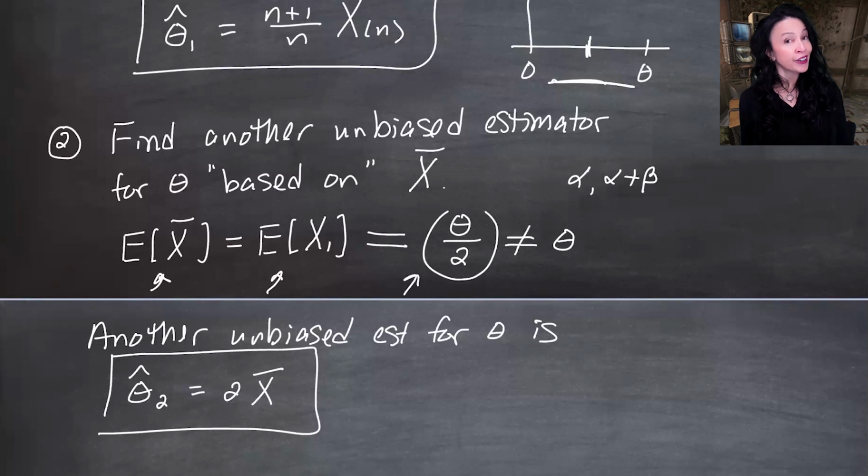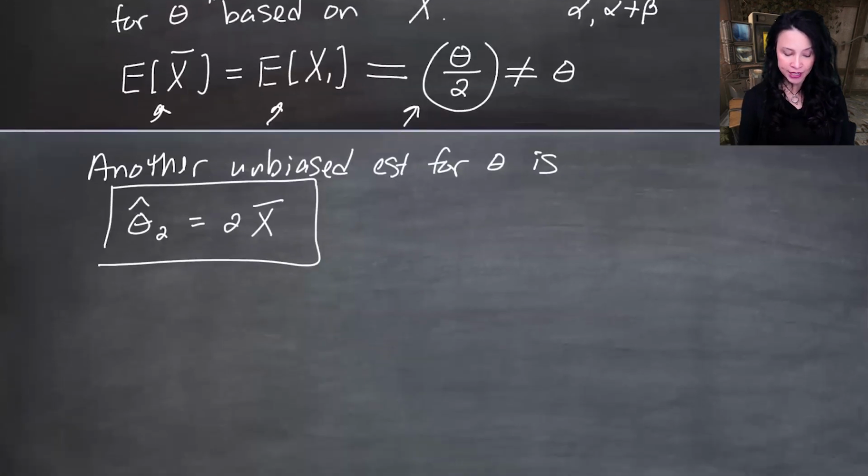Which one is better? We are still in the process of defining good, better, and best, but so far we know that if we're choosing between 2 unbiased estimators, we would like to choose the one that is more tightly concentrated around the mean that it's estimating. So smaller variance.